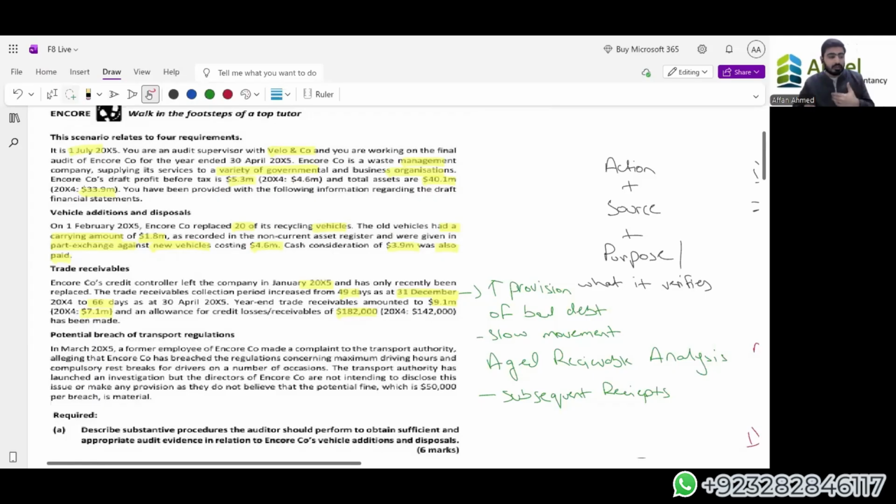So if we are seeing that a person is falling under 90 to 120 days, we will discuss with the management whether normally he stays in this criteria, whether he pays us or not. If normally he has the pattern of paying in 90 to 120 days, we are not going to account for him in a bad debt provision. We are not going to say that this might be a bad debt.